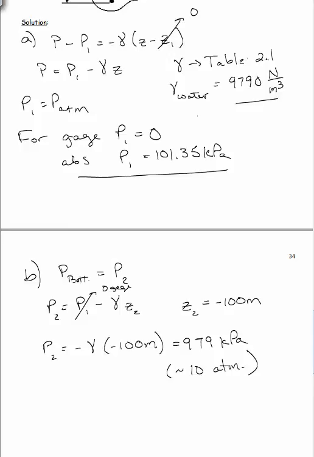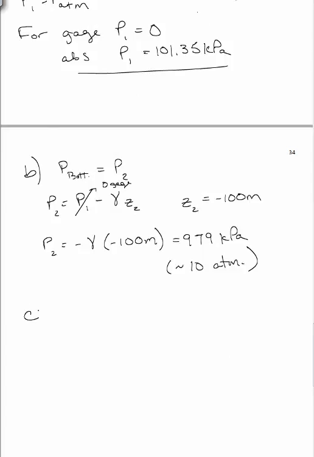Goes up pretty fast in water because water is pretty heavy. All right, part C, this is the trickier part of it. So you're trying to find how P changes with the scuba diver going up or down. So what you're looking for is a rate. And a rate is a derivative with respect to time, right?